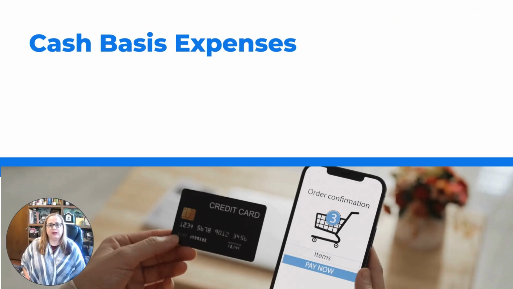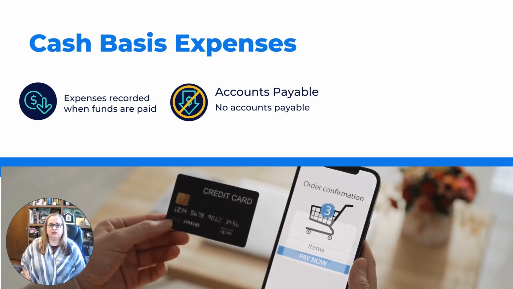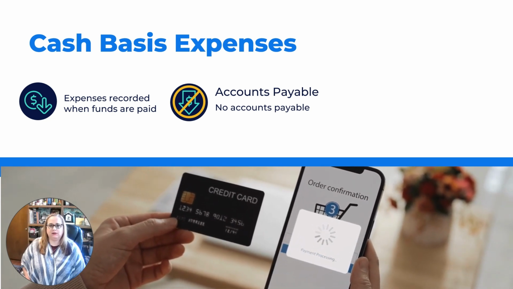When a business pays a vendor immediately at the time of the transaction and receives a receipt, that is cash basis as well, even if you pay using a credit card. There are no accounts payable because the vendors are not paid at a later date.